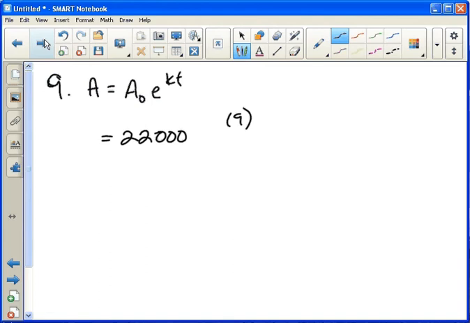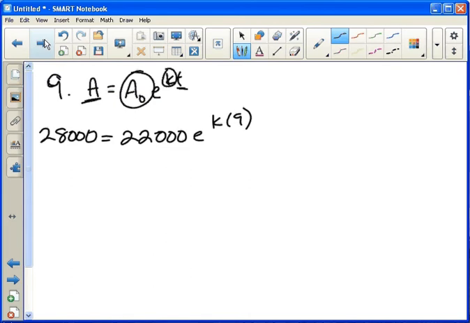Use the exponential growth model, in which t is the number of years after 2000, to find the exponential growth function that models the data. Okay, so we're looking for the equation, which means we need to solve for k, because a and t are our variables. We want those there, but a and k are constants we need to solve for. So we already have our a. Now we're going to use this information to solve for k.